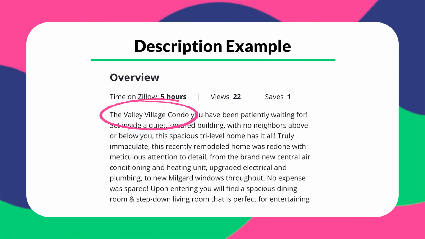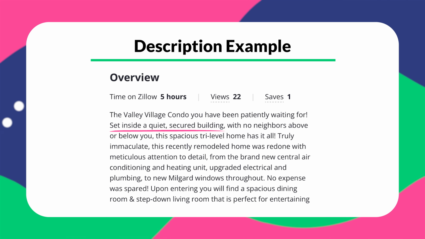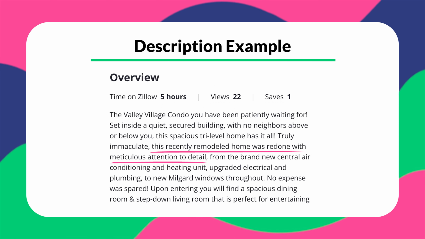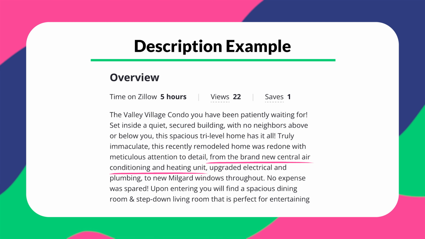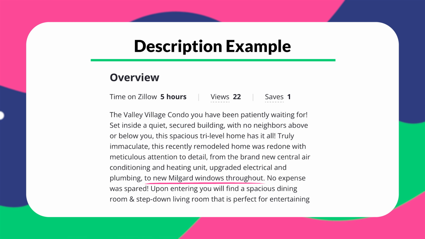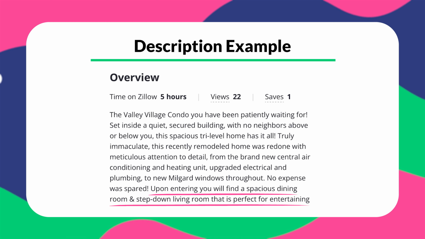And then here's another example using what we just talked about. "The Valley Village condo you've been patiently waiting for. Set inside a quiet, secured building with no neighbors above or below you. This spacious tri-level home has it all. Truly immaculate, this recently remodeled home was redone with meticulous attention to detail, from the brand new central air conditioning and heating unit, upgraded electrical and plumbing, to new Milgard windows throughout. No expense was spared. Upon entering, you'll find a spacious dining room and step-down living room that is perfect for entertaining." So do you see the difference between those two?